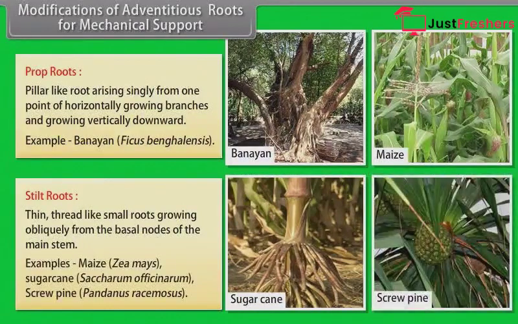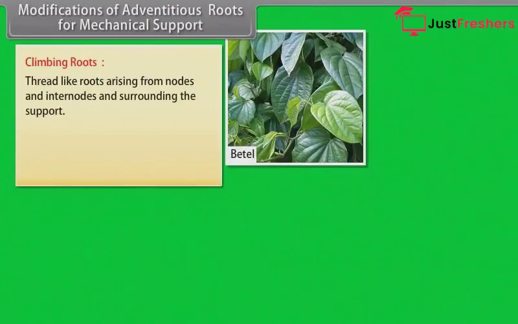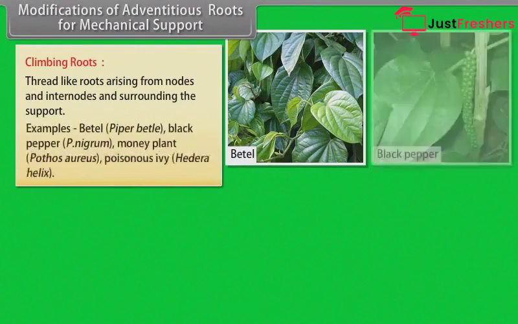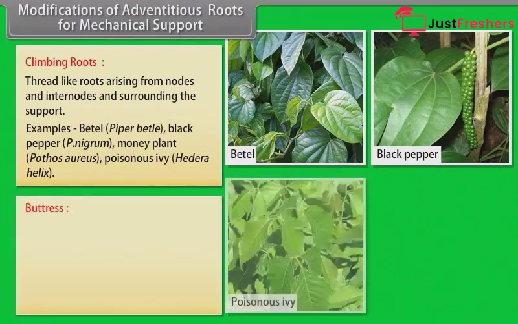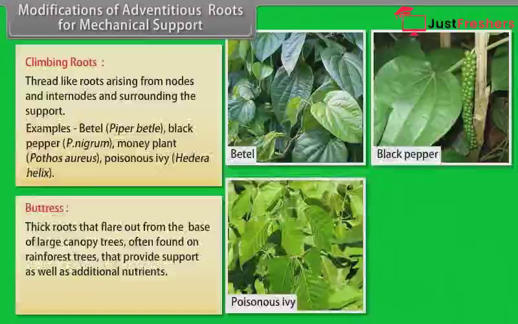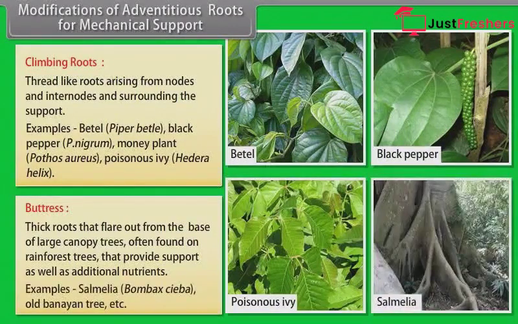Examples, maize, sugarcane, screw pine. Climbing roots: thread-like roots arising from nodes and internodes and surrounding the support. Examples, betel, black pepper, money plant, poison ivy. Buttress roots: thick roots that flare out from the base of large canopy trees, often found on rainforest trees, that provide support as well as additional nutrients. Examples, Salmalia, old banyan tree, etc.